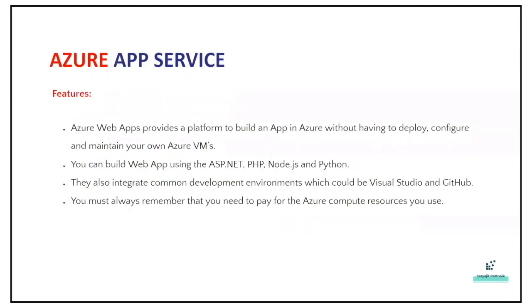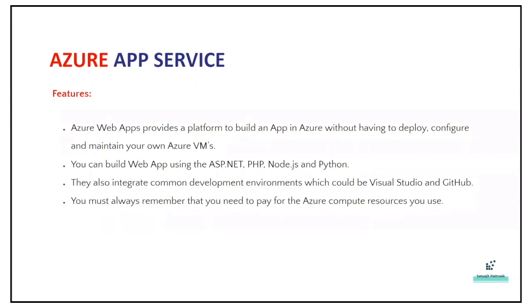Now let's move ahead and understand the features of Azure App Service, and then we will go ahead with the deployment part. Web App Services provides a platform to build an application in Azure without having to deploy, configure, and maintain your own Azure VMs. So we don't have to have our own virtual machines. We can simply create an application, build it using Flask APIs, put it into our GitHub location, and from there directly upload our code into Azure App Service and make our web application live.